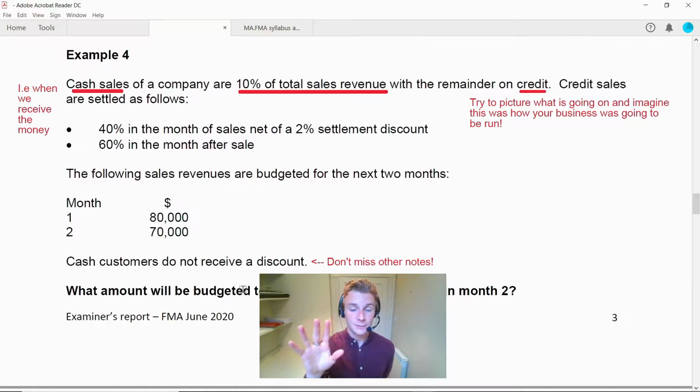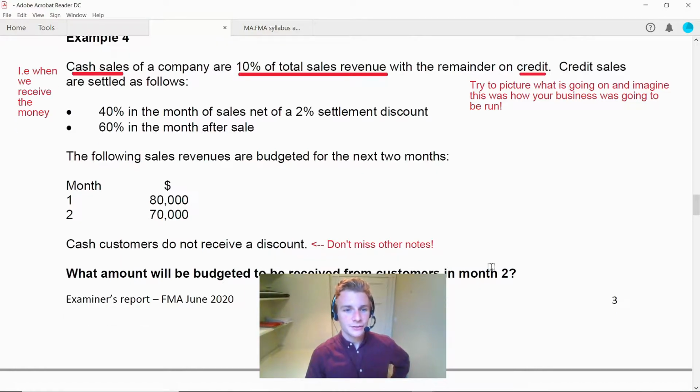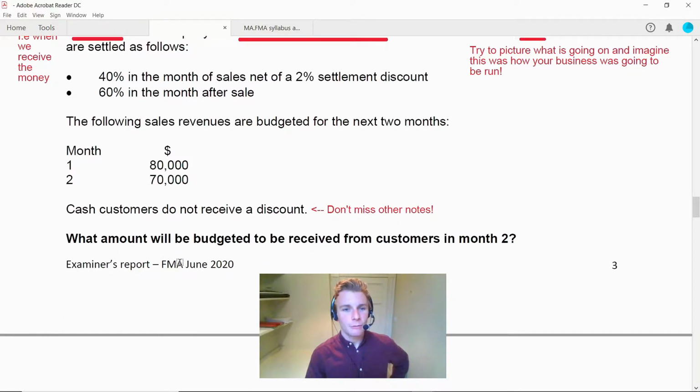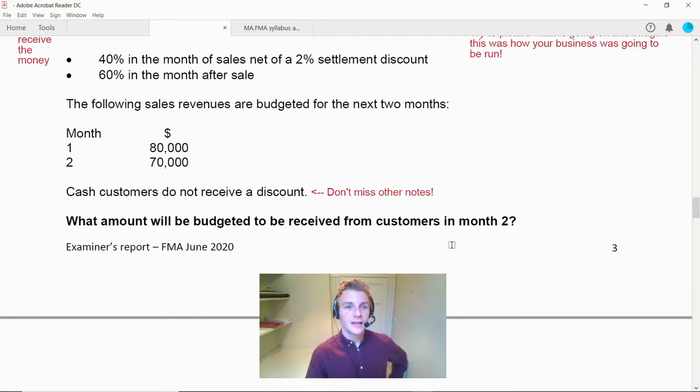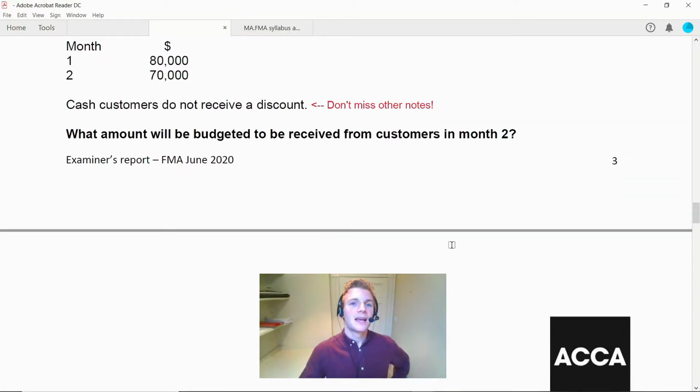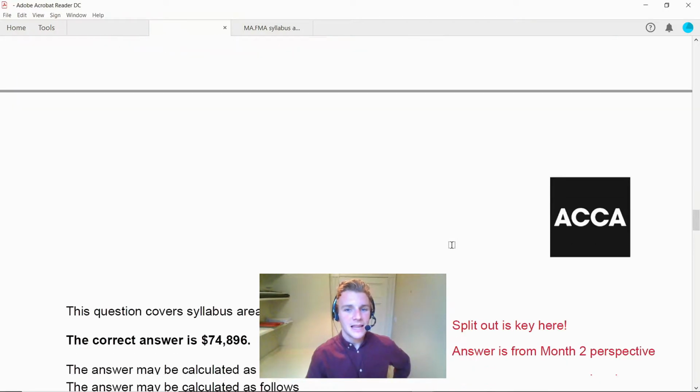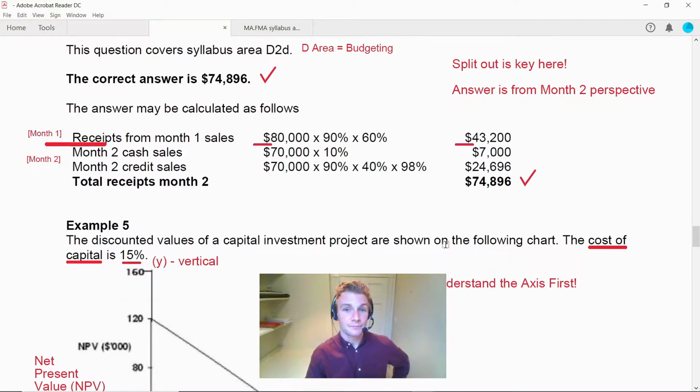This is another key aspect, especially in your practice paper questions. So let's work this through, because what's the amount we will be budgeted to receive from the customers in month 2? Okay, so month 2 perspective. So we're going to have some income from month 1 and then some income from month 2. Some cash and some on credit as well. But let's work it through. These are the notes that I had down. And again, as ever, this is coming from the syllabus area of budgeting. So if you haven't got budgeting on your list to go away from today, you'd be at a severe disadvantage.